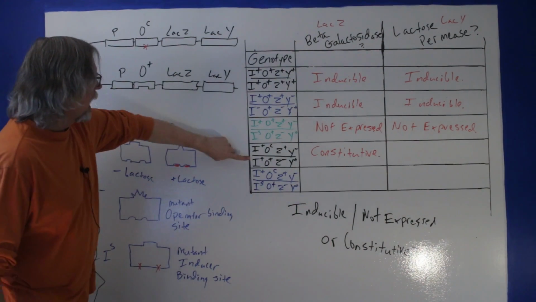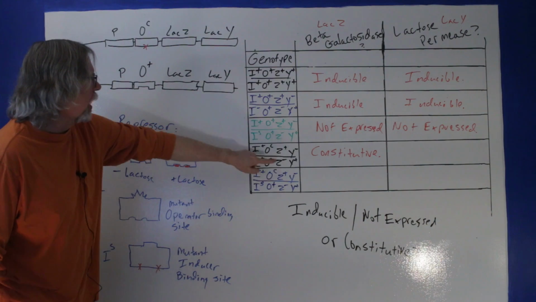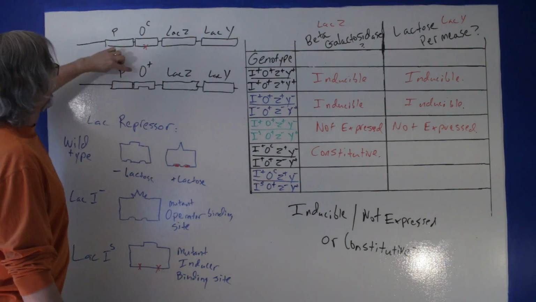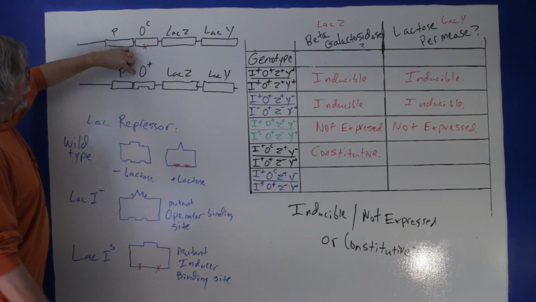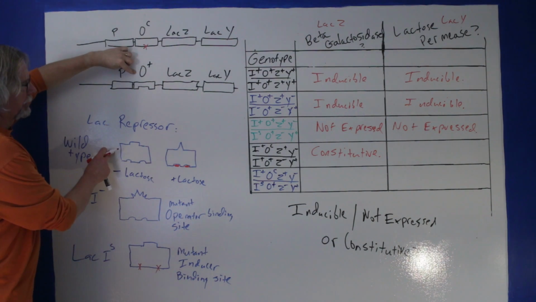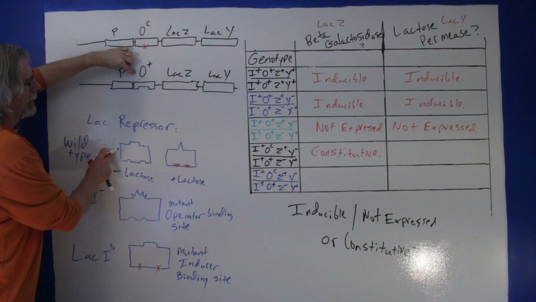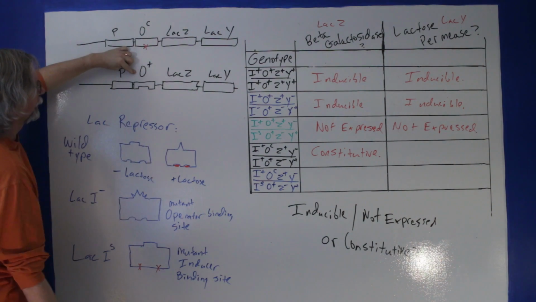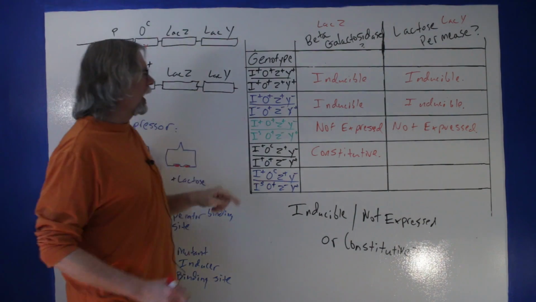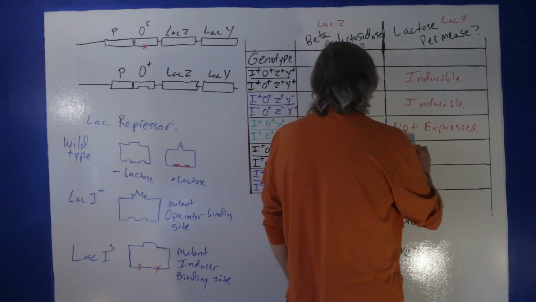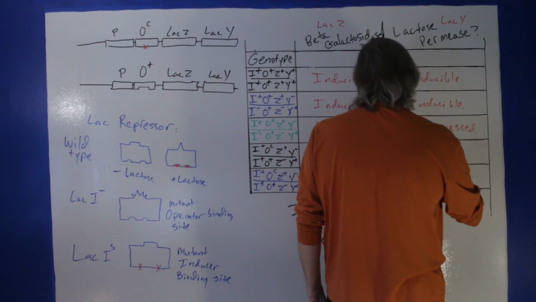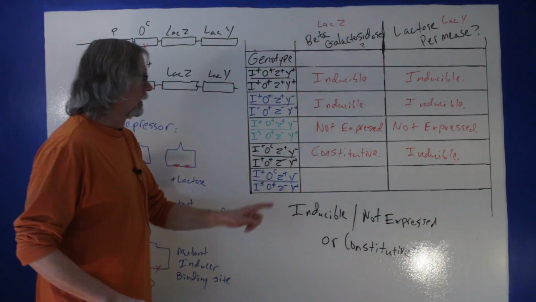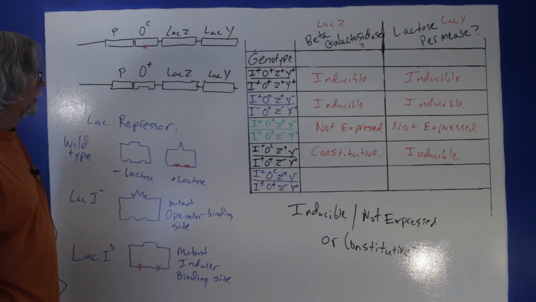For LAC-Y, the LAC-Y positive wild type allele is linked to the wild type operator. This operator can bind to the wild type repressor. In the absence of lactose it's bound, and in the presence of lactose, the repressor will be pulled off. For LAC-Y then, this will be inducible expression. Okay? So that example, they differ.